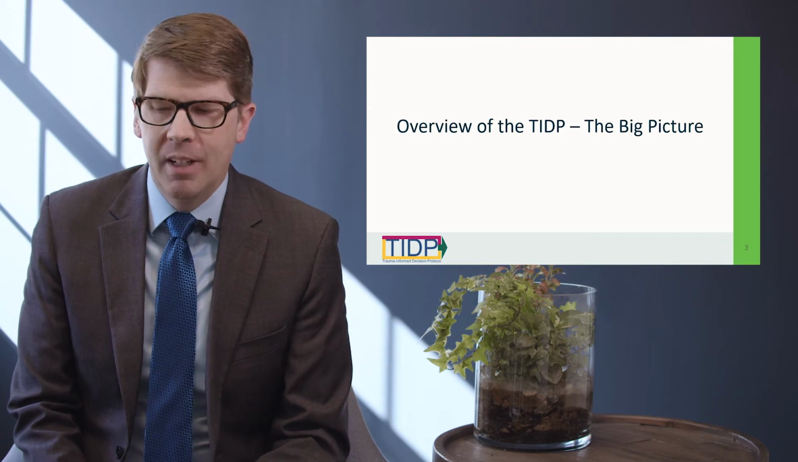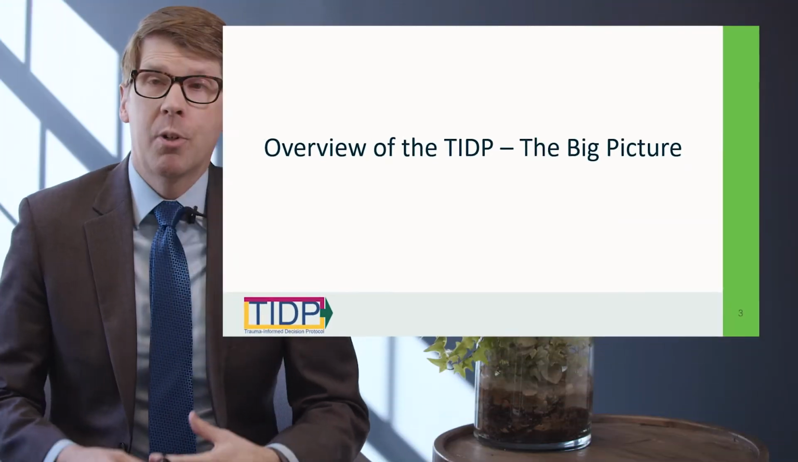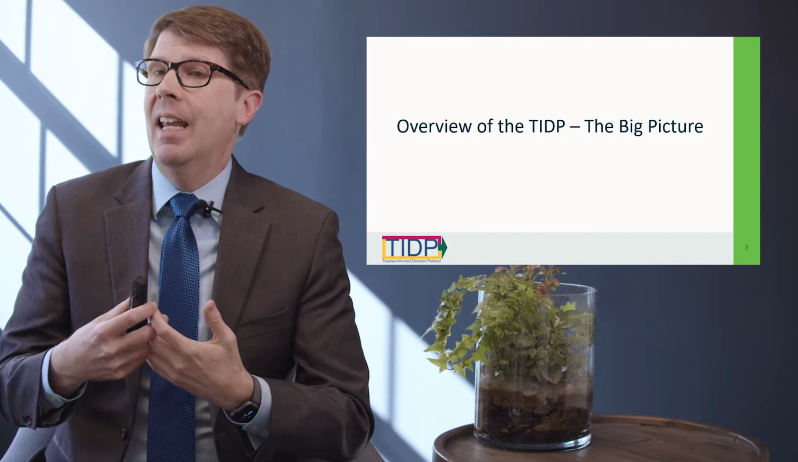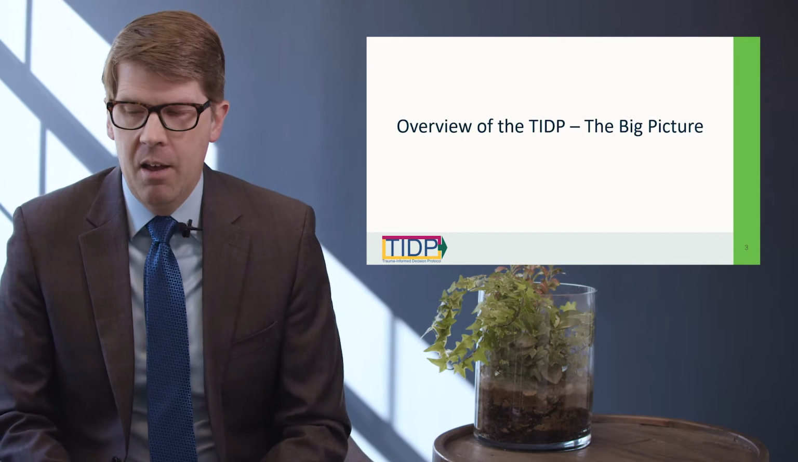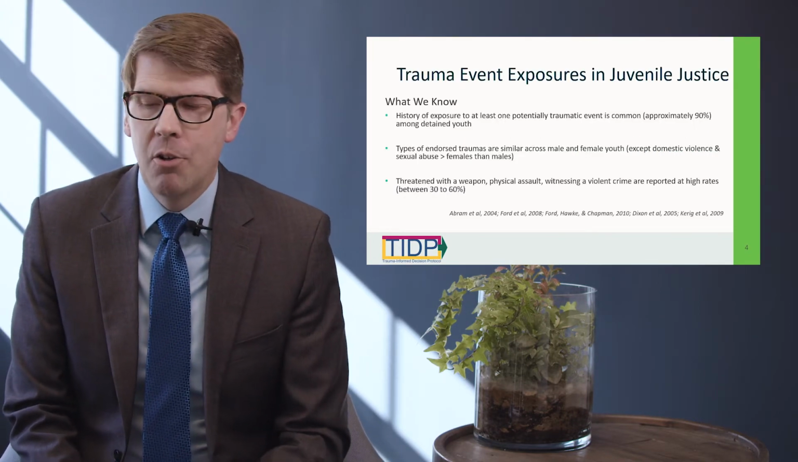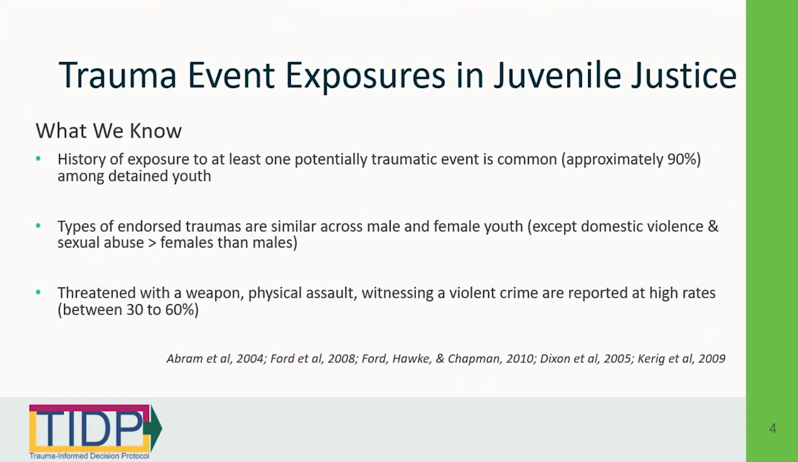This very first module is going to be rather brief, but it's just going to be providing a basic top-level or big picture overview of the TIDP, or the Trauma-Informed Decision Protocol. And one of the first things we're going to do is to kind of revisit some key information that was presented in the last training, just to kind of remind us about the big picture. And so we'll start with just a top-level overview of what we know about traumatic event exposures in justice-involved samples.